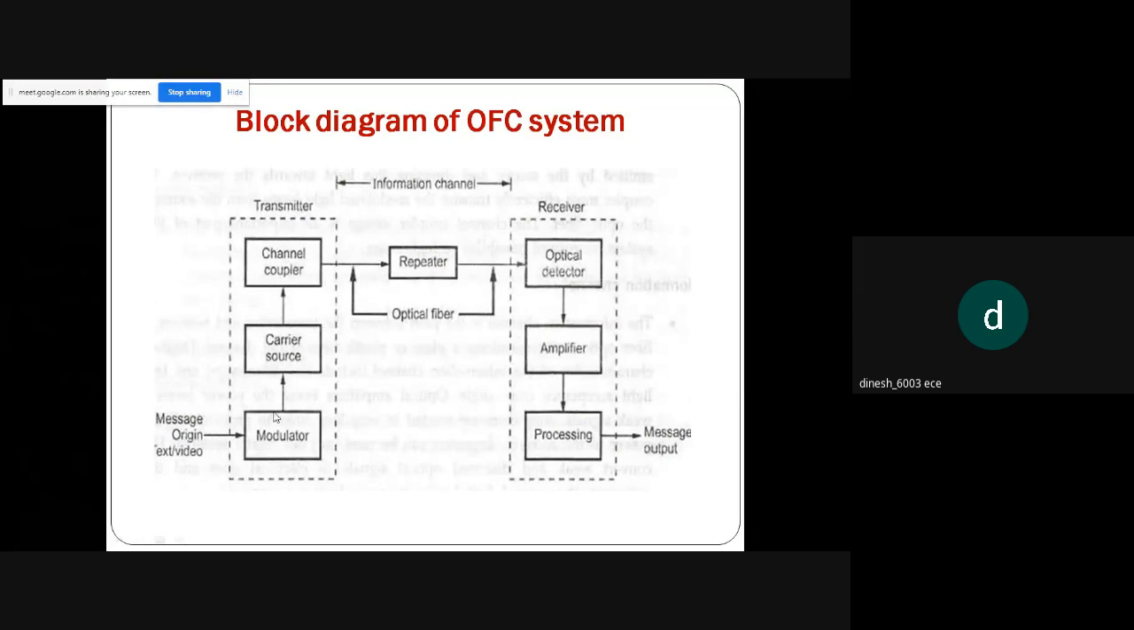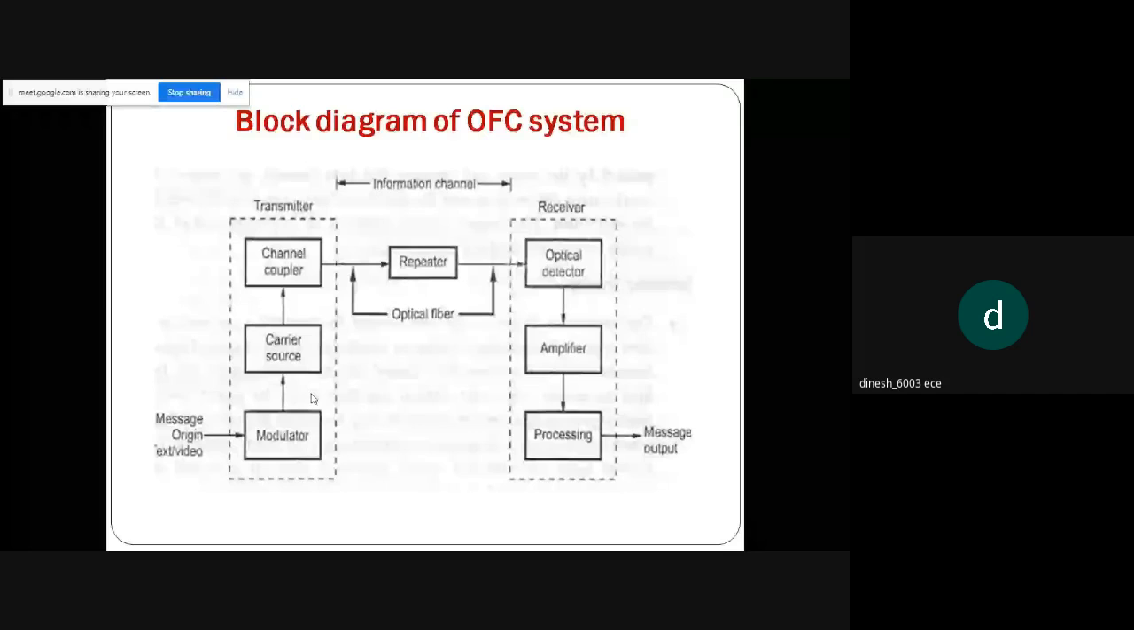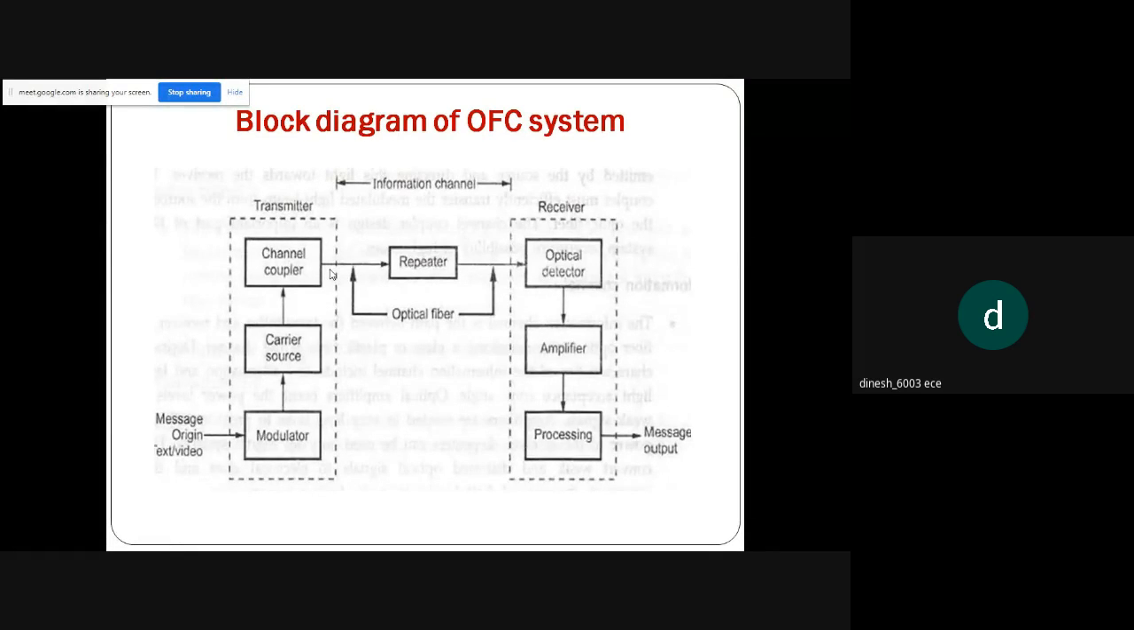It is given to a carrier, then to the channel coupler at your transmitter section. So at your transmitter section, we'll be having a channel coupler which will have the optical sources. Depending upon the variations of the electromagnetic signals received by the optical source, they will emit light signals, that are being coupled into the optical fiber links.